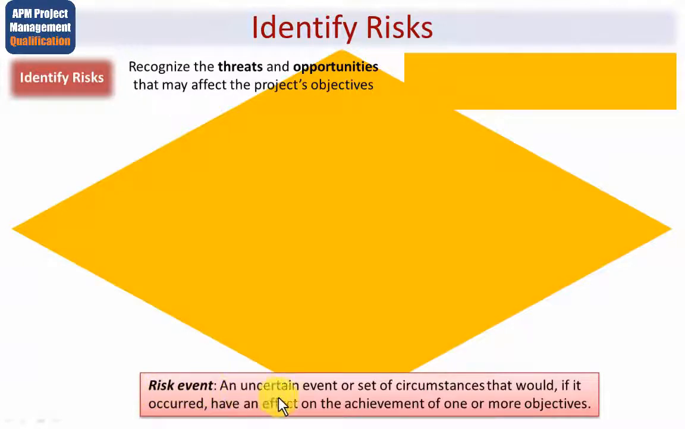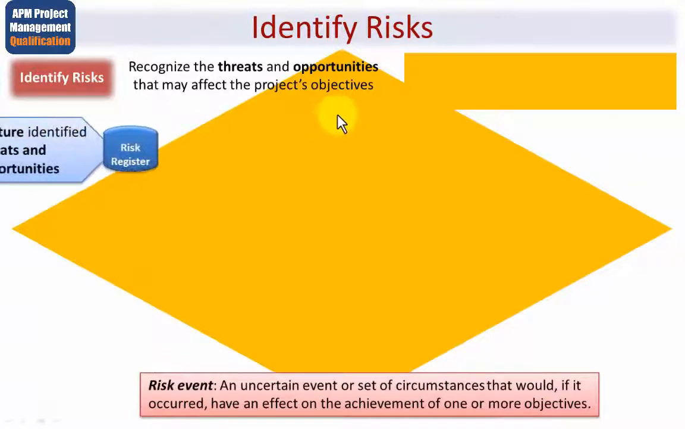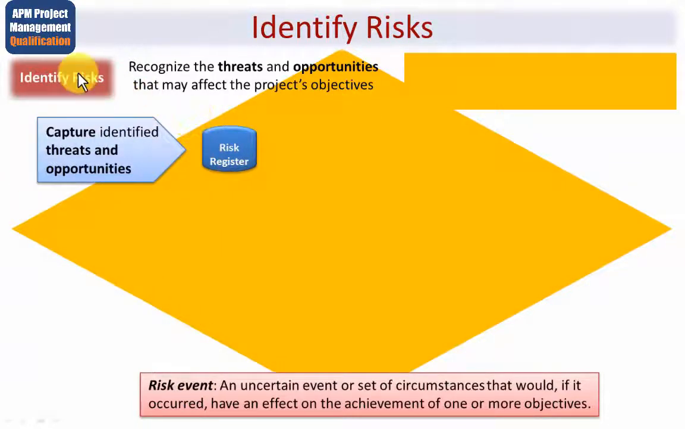This relates to an uncertain event or set of circumstances that would, if it occurred, have an effect on the achievement of one or more objectives. What do I mean by risk event rather than the risk itself? Well, I'll explain. You see, we know that in identifying the risks, what you're doing is capturing such identified threats and opportunities and adding them to the risk register. That's fine.